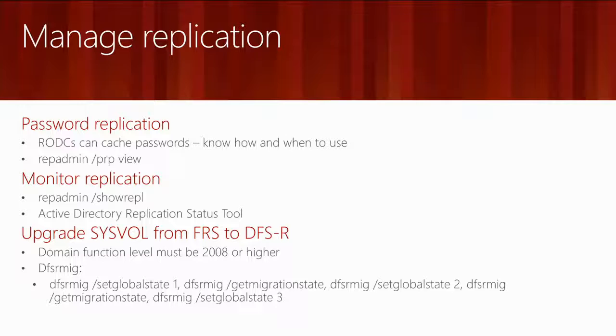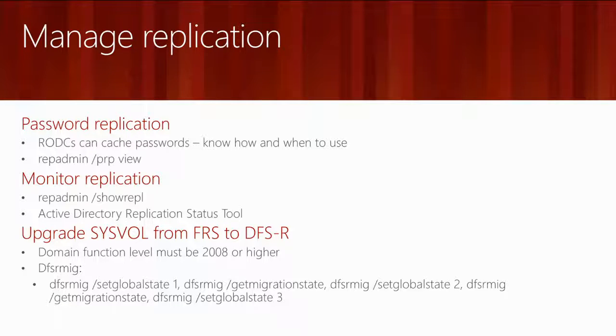But the key is rollback. If you do go with the set global state 3, there's no rollback. So FRS cannot be configured, won't come on again. And if you don't have working DFSR, then you've got some serious problems. Generally, the recommendation is to go with the express.